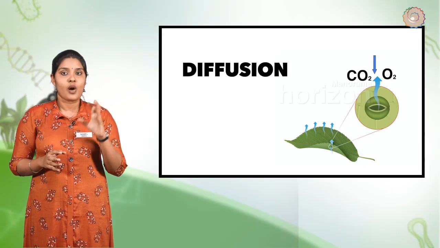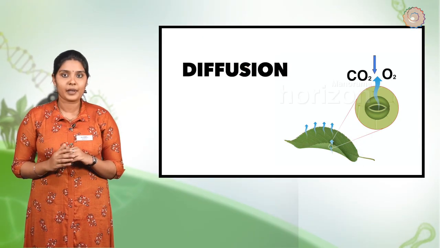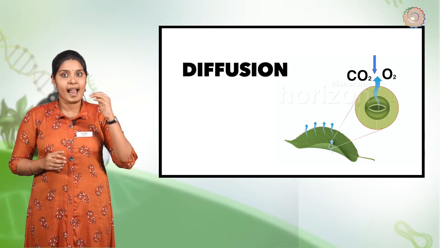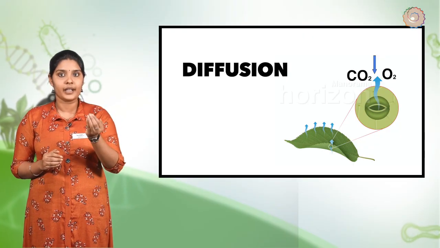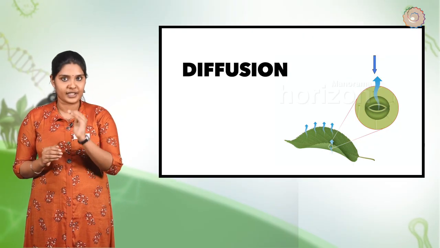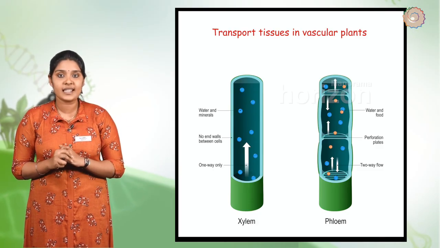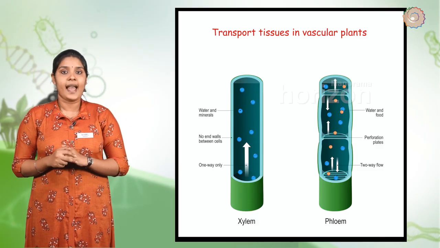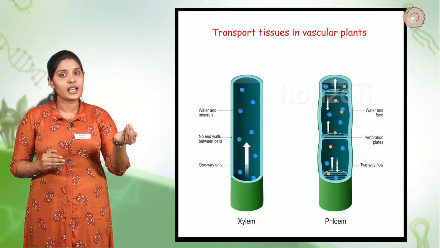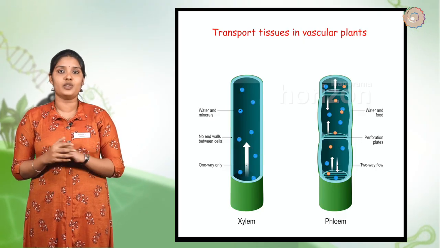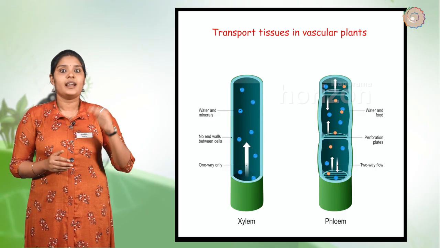In plants, water and minerals are absorbed mainly from the soil and then transported upward through a specific vascular tissue called xylem. Organic food which is synthesized in green leaves and plant hormones are transported through a special tissue called phloem.